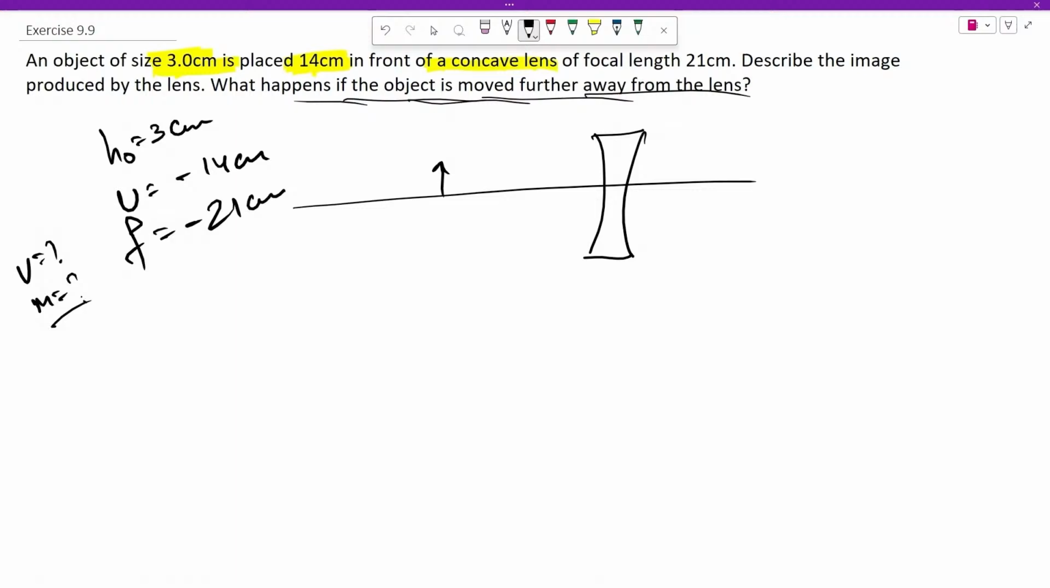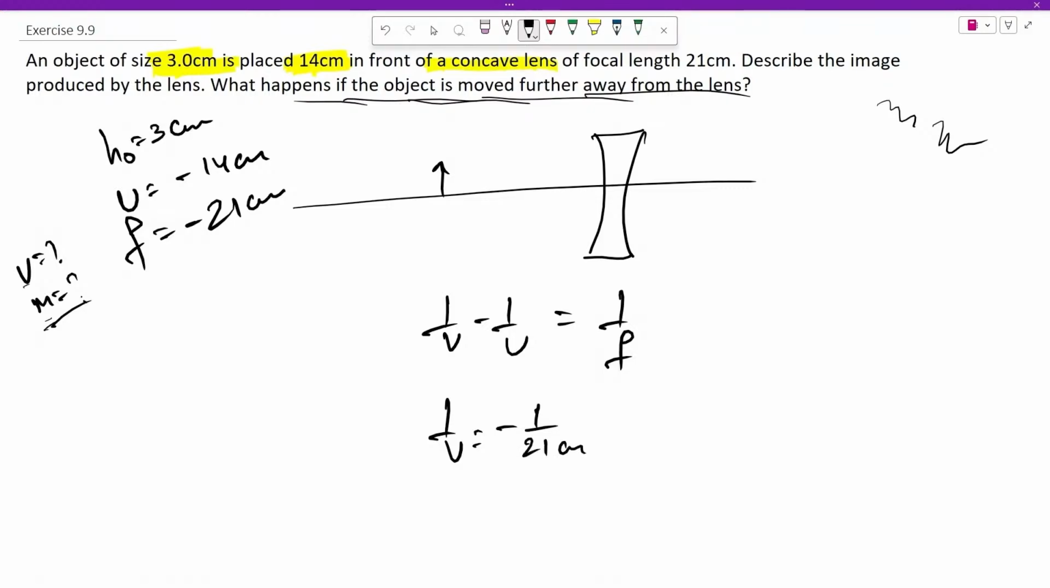Now let us first use the lens formula. We will find the value of v, then we will find the value of m, and then we will comment on the nature of the image. So using the lens formula, we have 1/v minus 1/u equals 1/f. So here 1/v would be equal to 1/f plus 1/u, that is minus 1/21 centimeter, and then u goes to that side, and that too is negative, so it will remain negative, minus 1/14 centimeter. This will give us 1/v equals minus 5/42. Thus, the value of v is going to be equal to minus 8.4 centimeter.